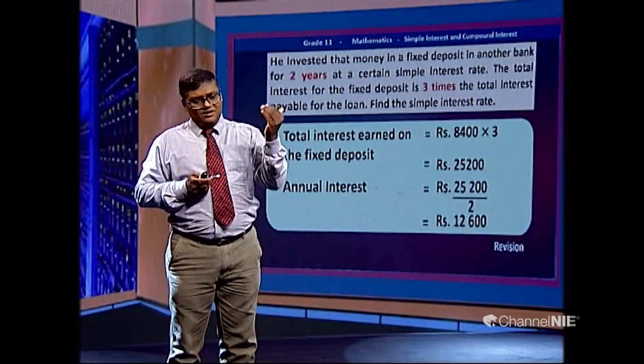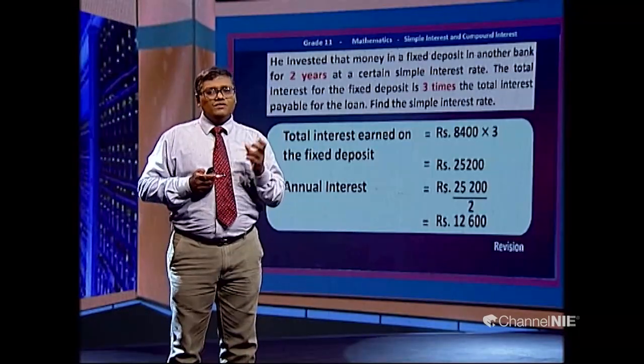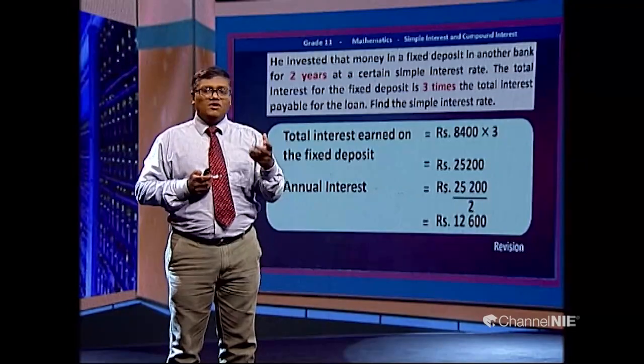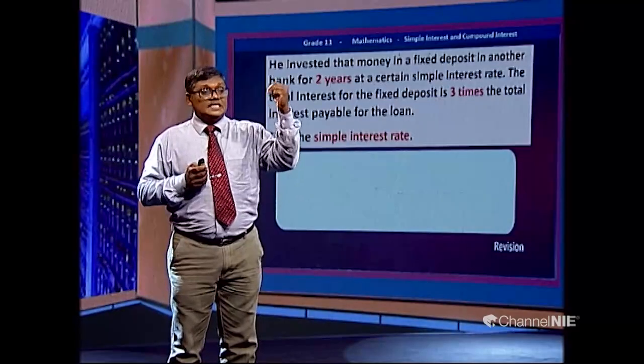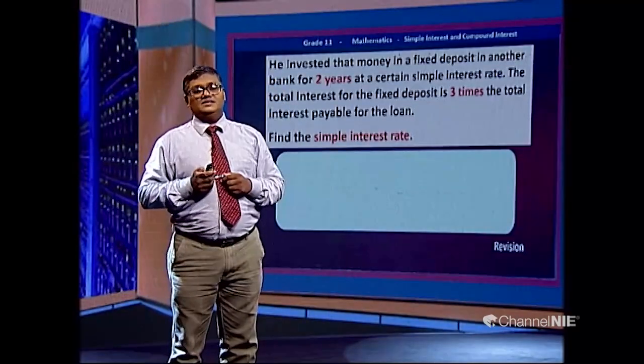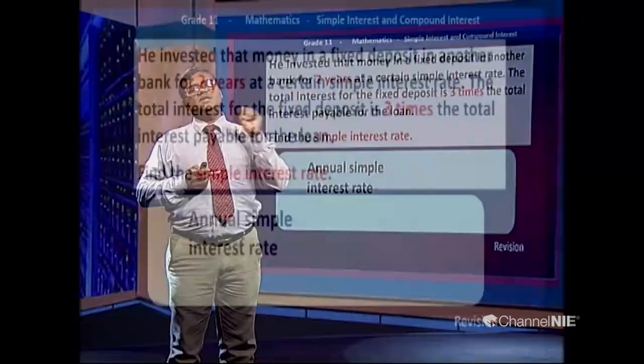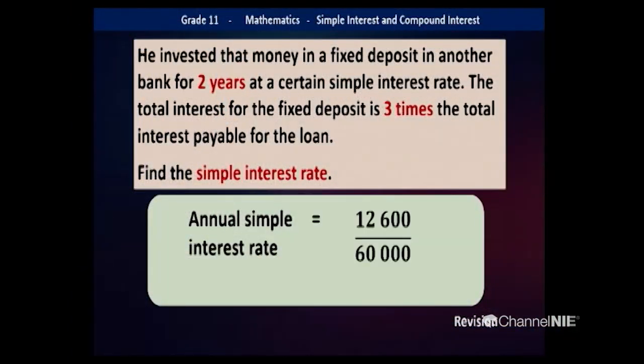Now all the materials are there. We can simply use the formula to find the annual interest rate. Let's see. Annual simple interest rate equals interest for the year upon principal amount. Can you remember the principal amount? 60,000. Annual interest is 12,600. How to convert it to percentage? Multiply by 100%.